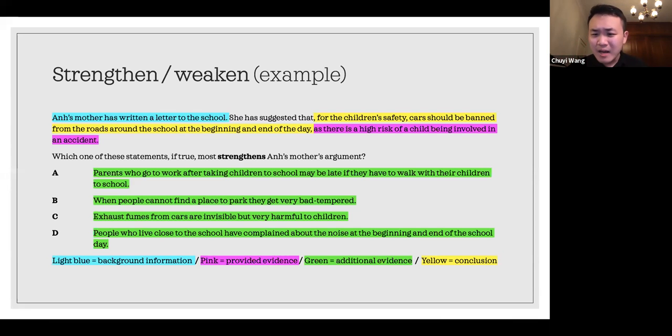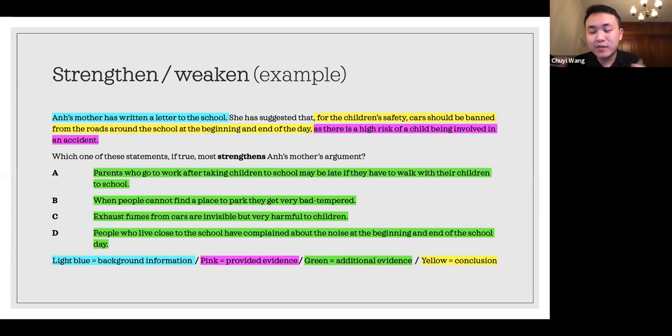The other ones don't have anything to do with children's safety, or they only have to do with children's safety if you add a bunch of extra stuff that's not there. You can't add extra stuff that's not there. Lots of students accidentally answered B for this question because they added extra information that wasn't there. They get bad-tempered, and then drivers will have road rage and accidentally run into children. Well, that's not what the answer says. That's adding extra stuff that isn't there. That's using your own opinion, and we can't do that in the thinking skills section.